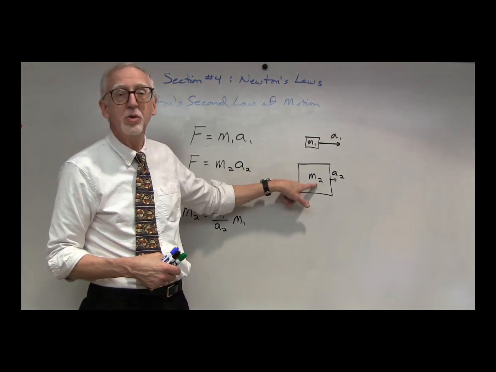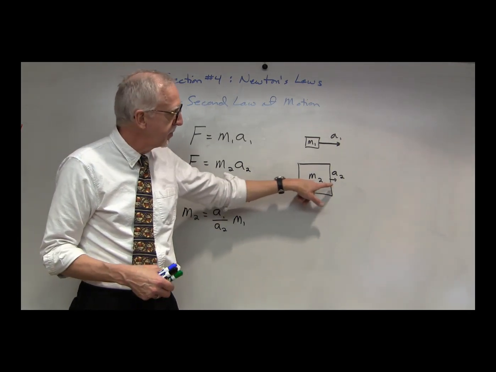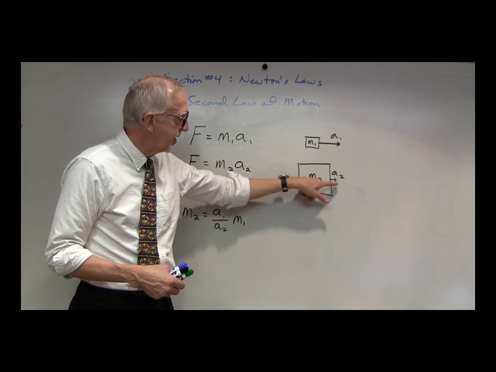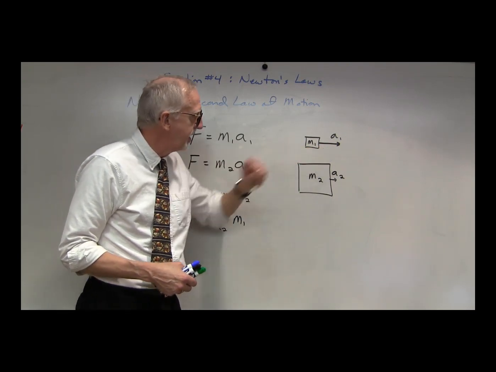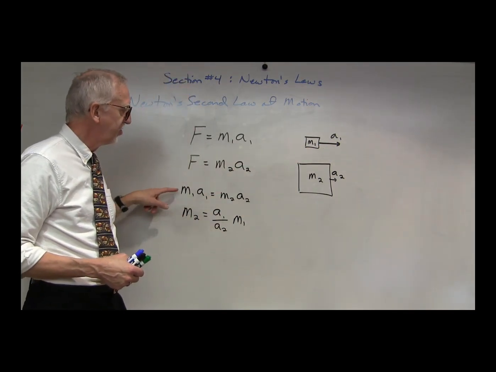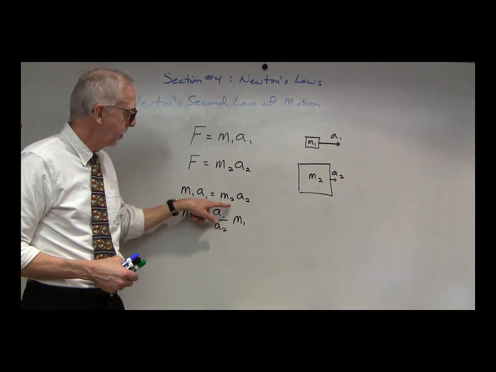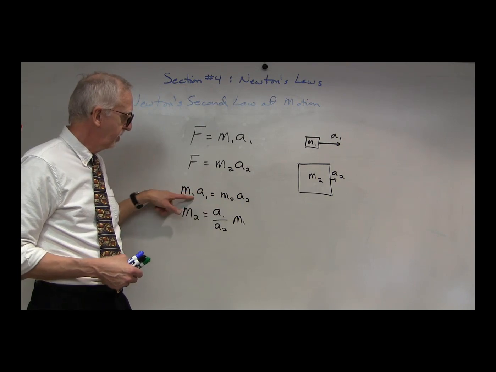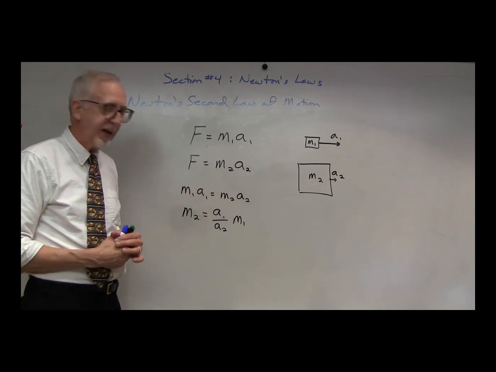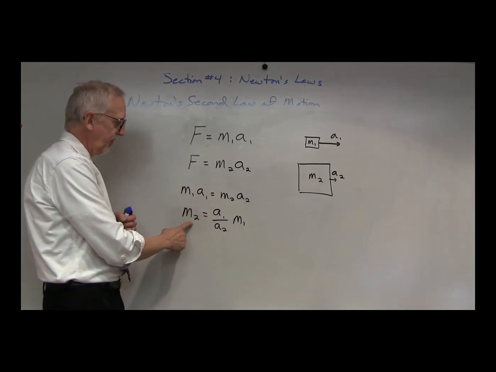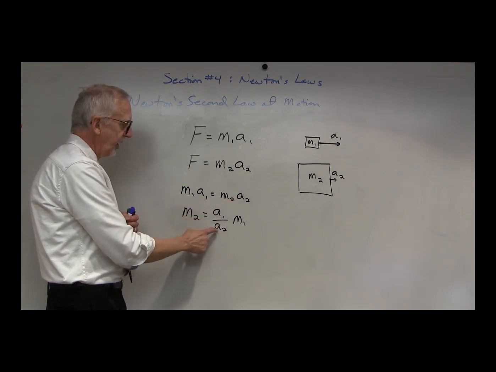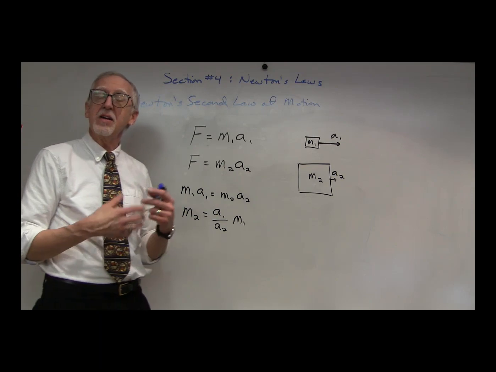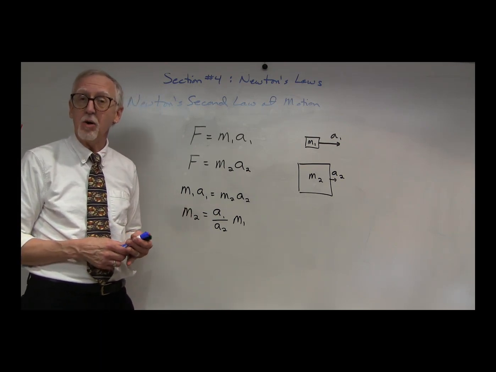Now maybe m2 is much larger than m1. a2 will then be smaller, so that the product m2 a2 must be the same as m1 a1. If they're the same force, these two things must be equal to each other. And so if m2 is larger, a2 must be smaller for them to be equal. If we divide both sides by a2, we can set up a little ratio here: m2 equals a1 over a2 times m1.